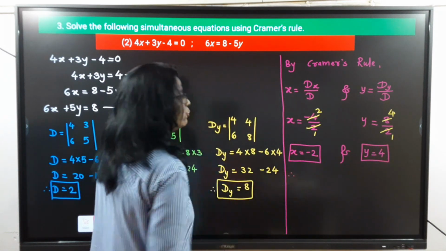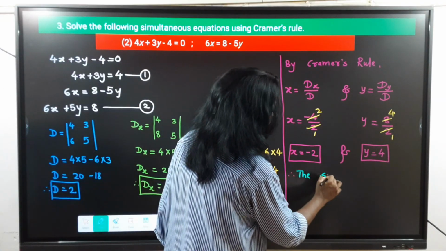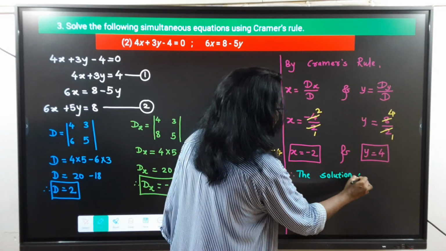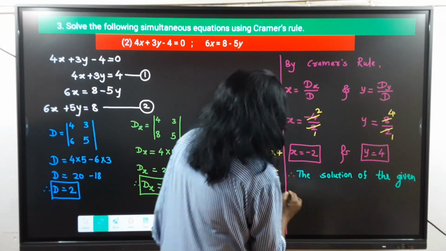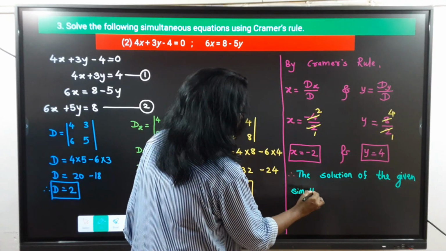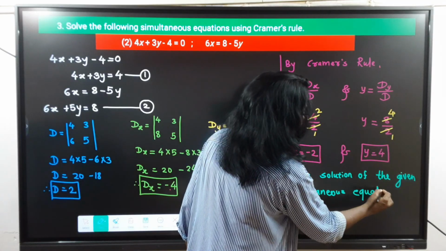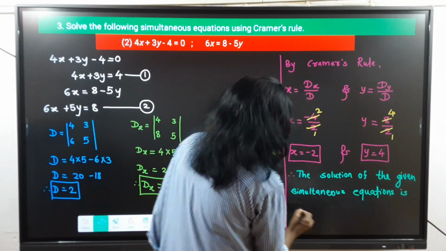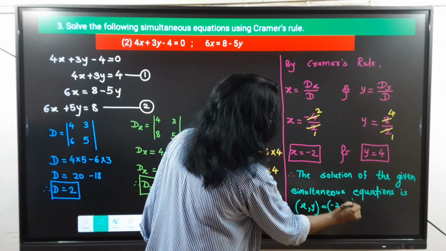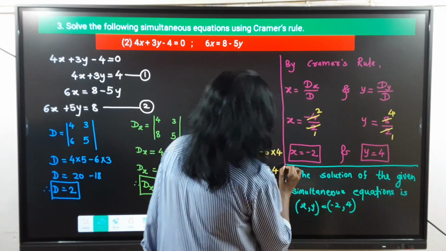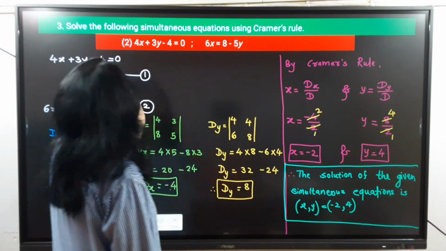Therefore students, finally we write down the solution of the given simultaneous equation: (x, y) is equal to (minus 2, 4). So finally we have the answer of the second example.